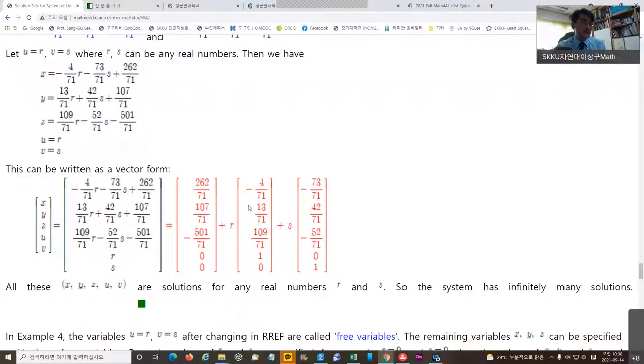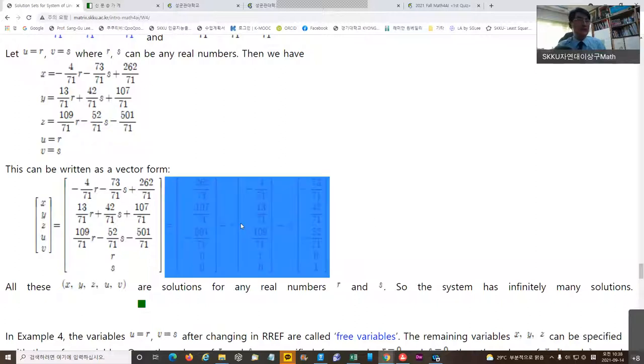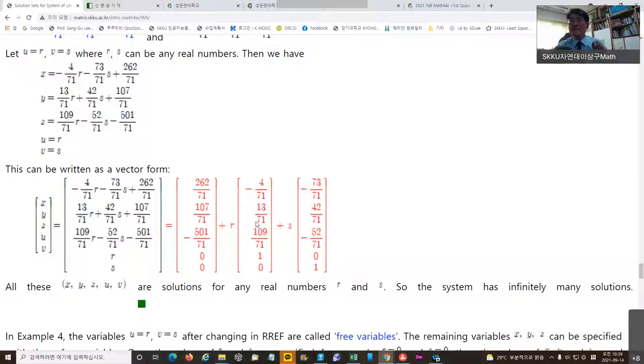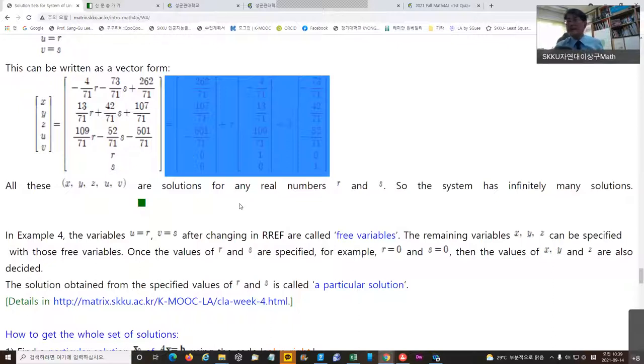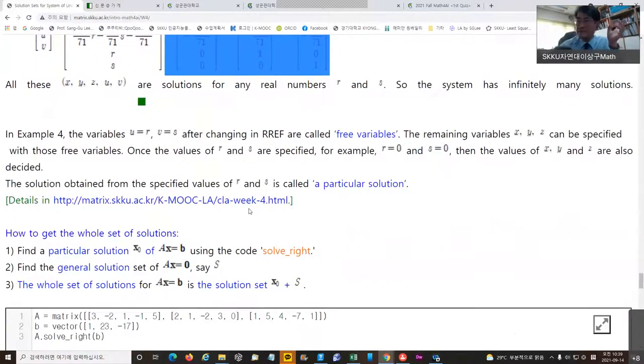Here, this set of vectors, except this particular solution, is a solution space for AX = 0. So you need to find the solution space for AX = 0 with Gaussian elimination, and you can find the particular solution with a code. Adding this particular solution and this set of solutions gives you the whole set of solutions for AX = B. That's very important.